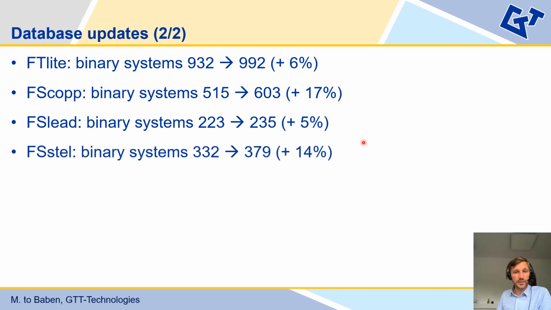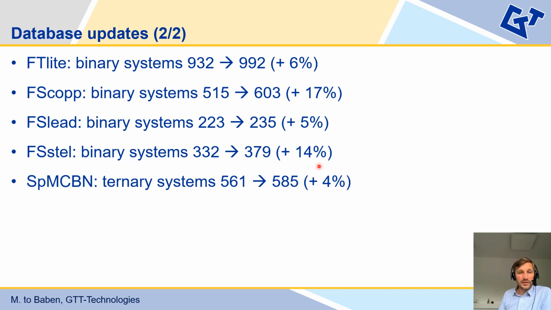The steel database has seen a growth in the number of binary systems that are covered by 14%, from 330 to 380, which is mainly due to additions of chromium rare earth systems, but also scandium-containing systems, quite a number of them, plus a few updates on calcium, magnesium, niobium, and zinc-containing systems.